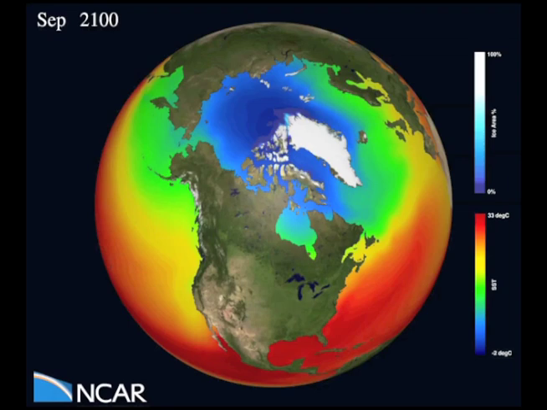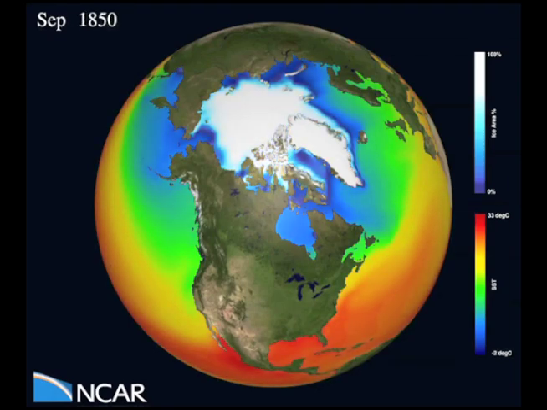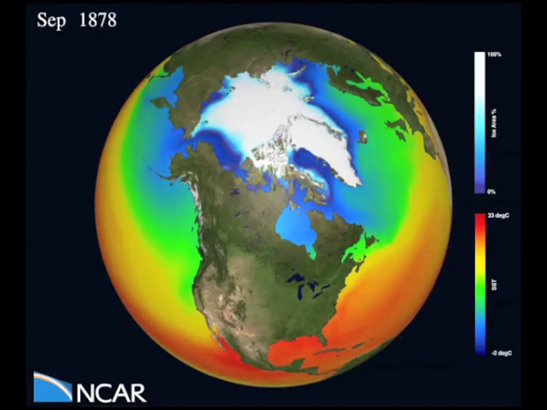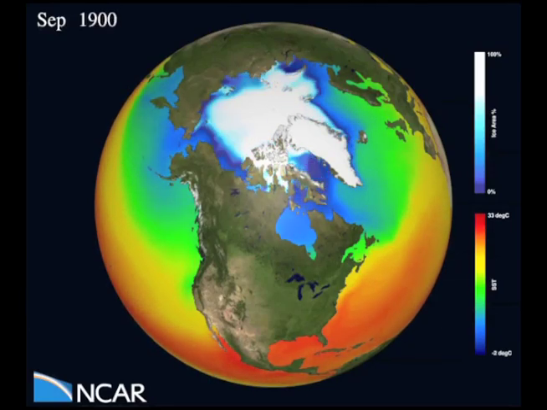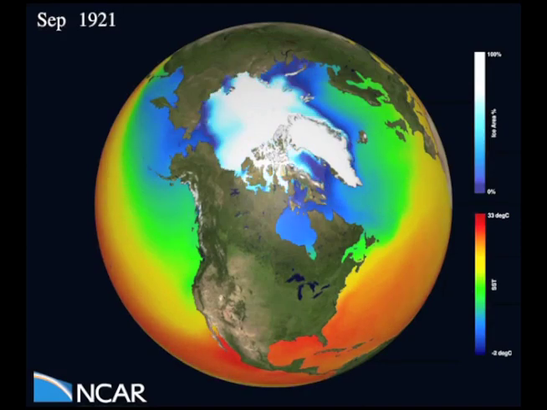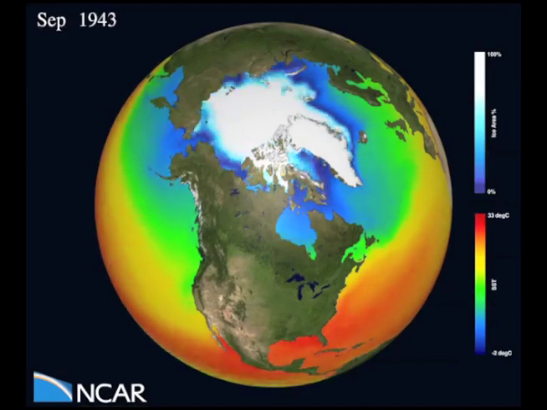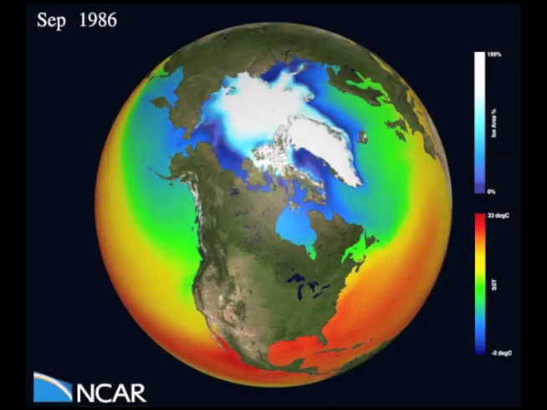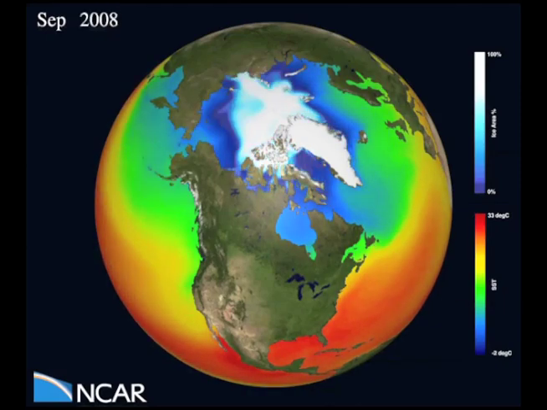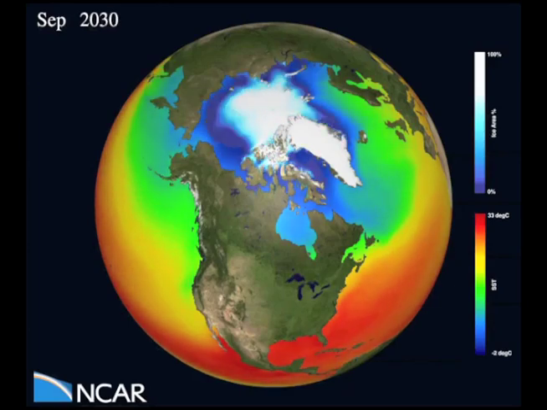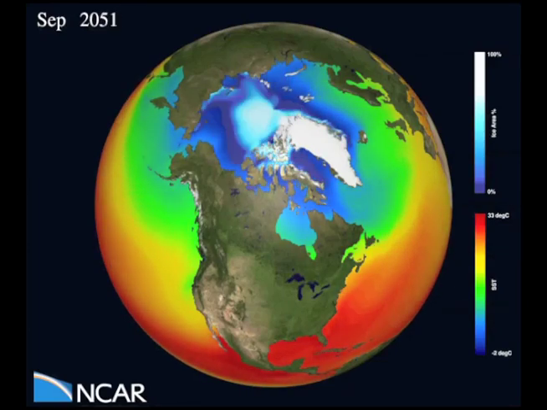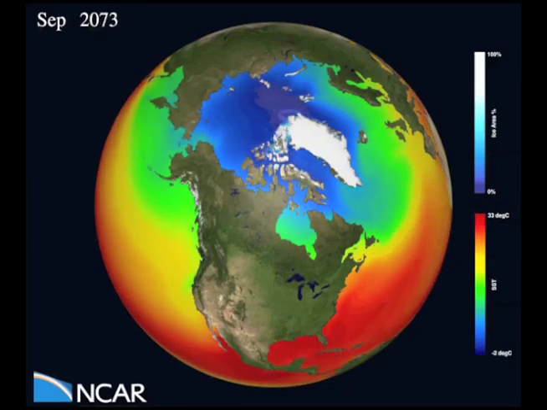Beginning in 1850, for the first 100 years or so, the ice varies a bit from year to year, but the overall amount is quite stable. Then, around 1990, things start to change, and we start to see greater summer losses of the ice cover. By 2100, the Arctic in September is essentially ice-free in these simulations. We're not predicting the exact year at which this happens, but our simulation shows just how quickly summertime ice cover could disappear in the next 50 to 100 years.